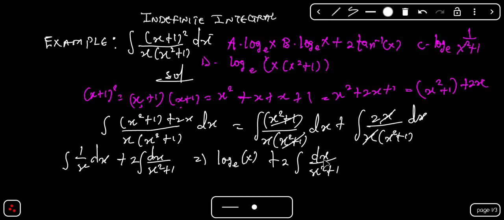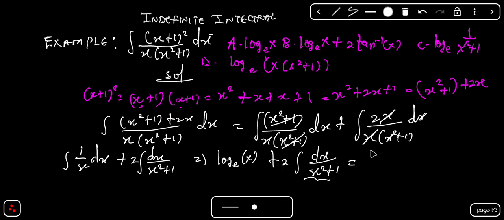The integral of dx over x^2 + 1 is arctan of x. I already solved this in my video. You can check it out. I will put the link in the description so that you can watch how to integrate dx over x^2 + 1. Okay, so this will give us arctan of x.